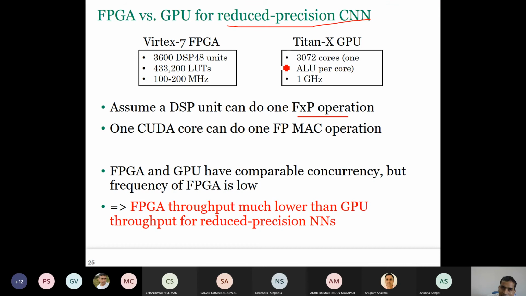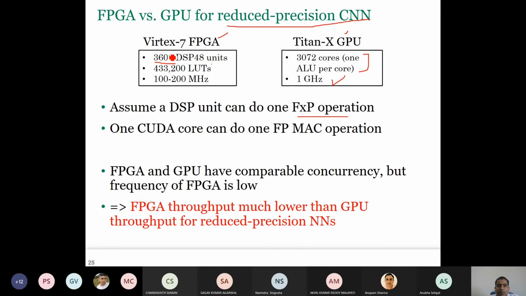So here we will compare two devices. One is FPGA, one is GPU. This FPGA has 3600 DSP48 units. It has more than 4 lakh LUTs, and its operating frequency supports just 100 megahertz. Whereas here it has 3000 cores, and every core has 1 ALU, suppose, and its frequency is 1 gigahertz. Now you can assume that a DSP unit can do one fixed point operation, as we have shown in the table. And you can also assume that one CUDA core can do 1 MAC operation in each cycle.